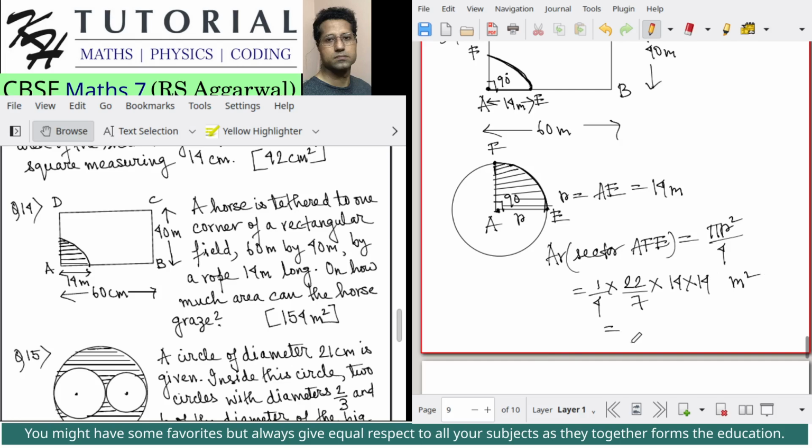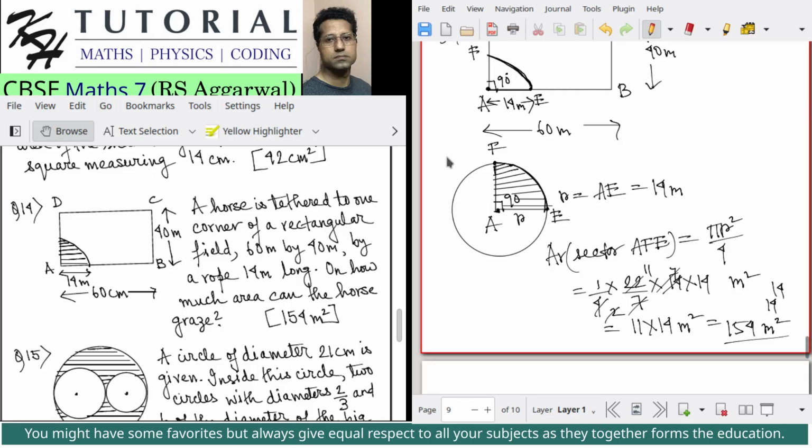This is equal to 11 multiplied by 14 meter square, and this is equal to 154 meter square. So 154 meter square is the area on which the horse can graze.